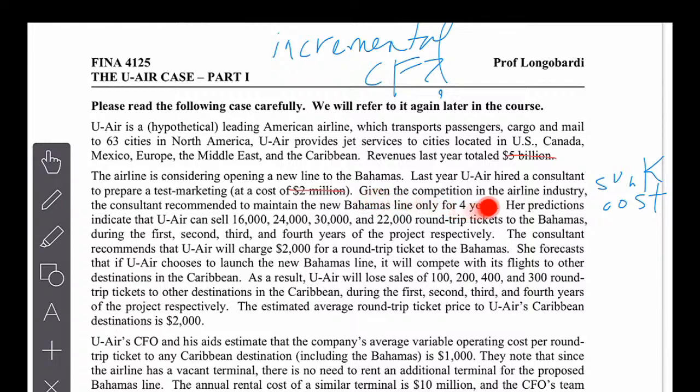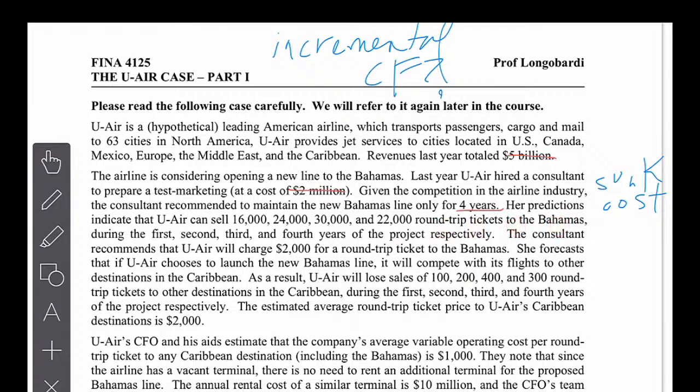Given the competition in the airline industry, the consultant recommended to maintain the new Bahamas line for only 4 years. Important data. So this I will put in red. So we need this 4 years. So the project is going to have a 4-year horizon, 4 years. Very important. Her predictions indicate that UAir can sell 16,000, 24,000, 30,000, and 22,000 round-trip tickets to the Bahamas.